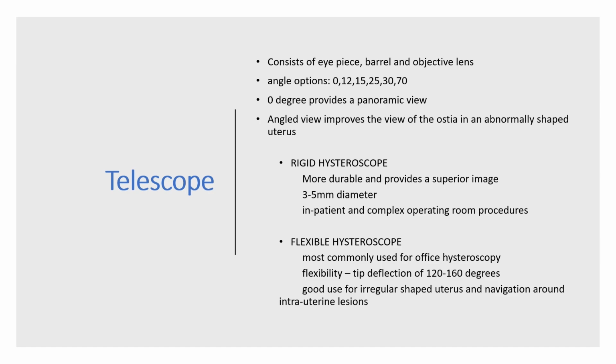Then we have a rigid hysteroscope and a flexible hysteroscope. We usually work with rigid hysteroscopes, which are more durable and provide a superior image, 3 to 5 millimeter in diameter, and can be used even in more complex operating room procedures. Flexible can also be used, but it's more used in diagnostics because it's finer, more fragile, and can be flexed around the tip up to 120 to 160 degrees.